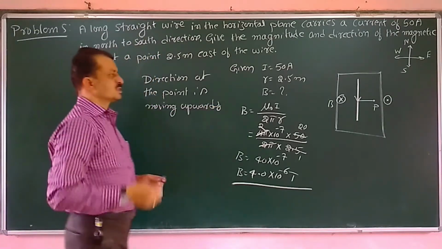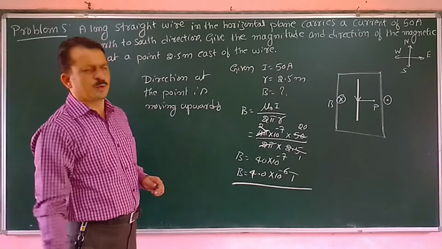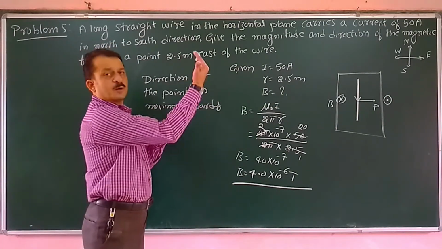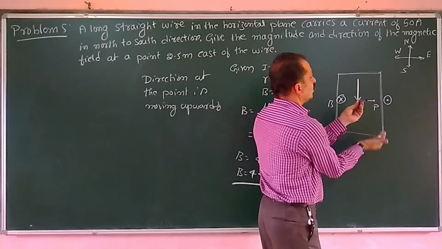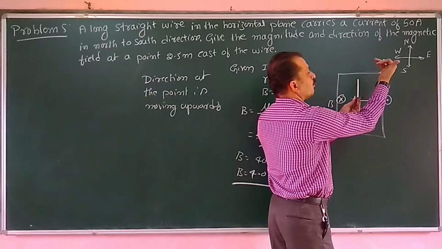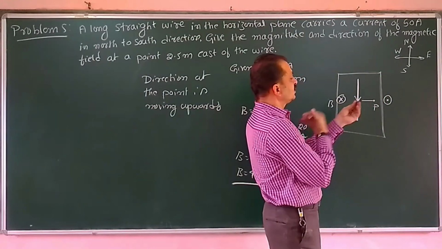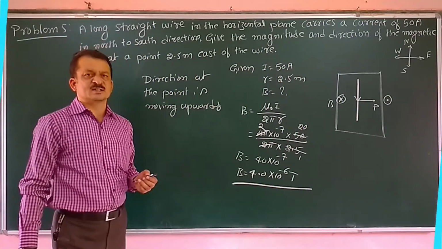It is moving upwards. So here it is moving away from the plane of the board. But since they have given in the horizontal plane, it is moving upwards. Now in this diagram, this is the pen conductor. Now here the magnetic field is moving upwards. Now here it is moving downwards at the left hand side. So therefore at the point P, the magnetic field is upwards.